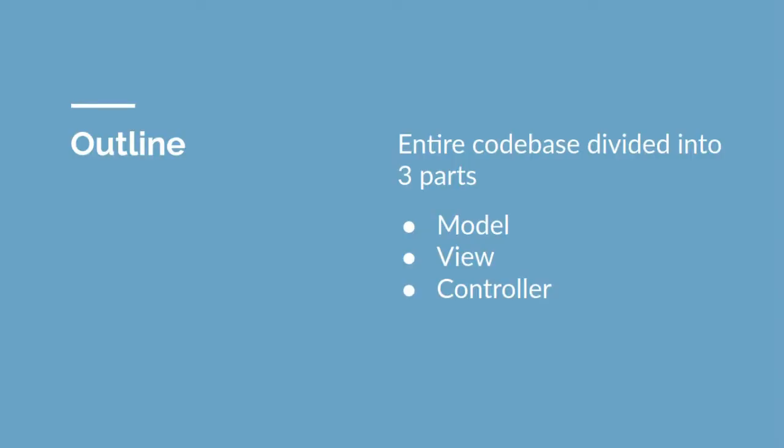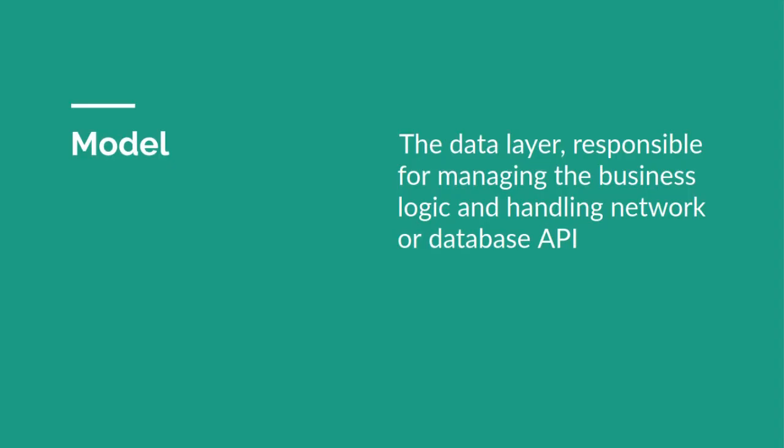So as I said, the entire code base is divided into three parts: model, view and controller. What does the model do? The model is actually a data layer responsible for managing the business logic and handling network or database API. Suppose you have a student database, where you have name, roll number, address, phones and everything like this. The variables for those student database are actually represented in your model class.